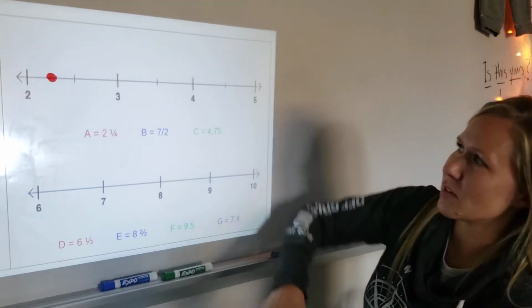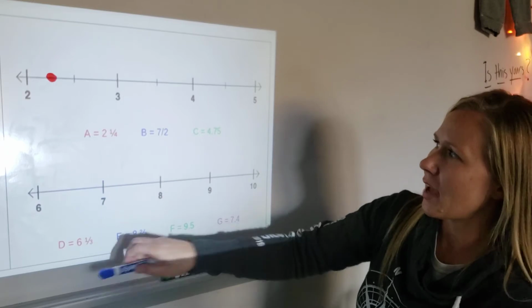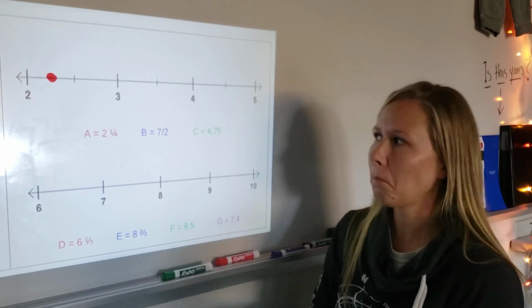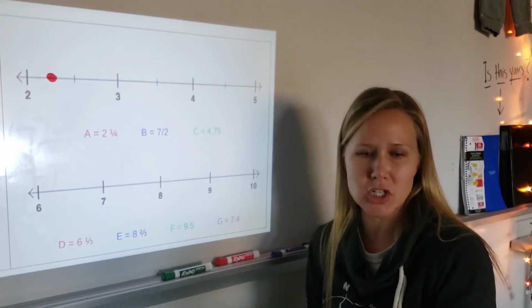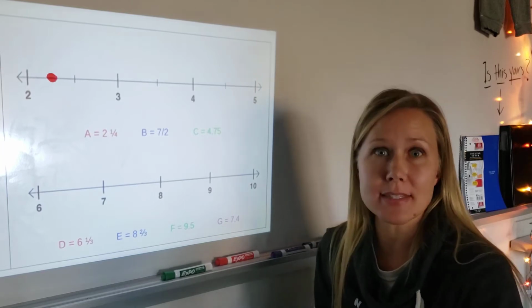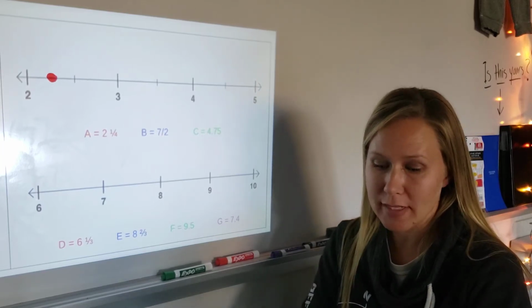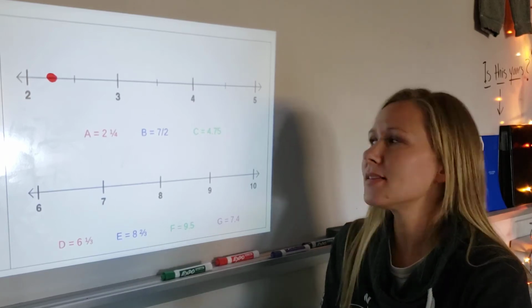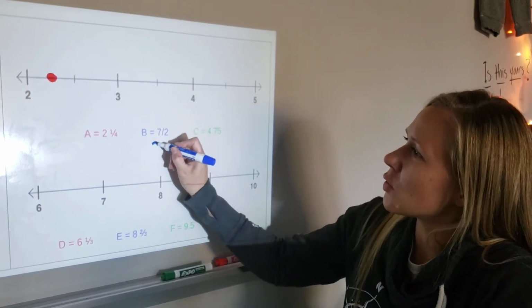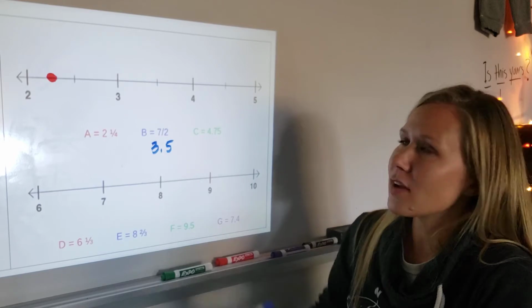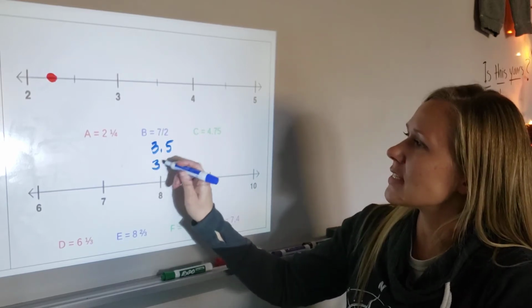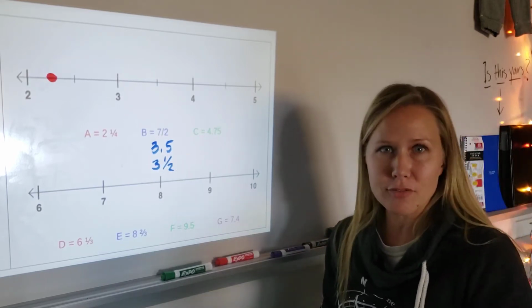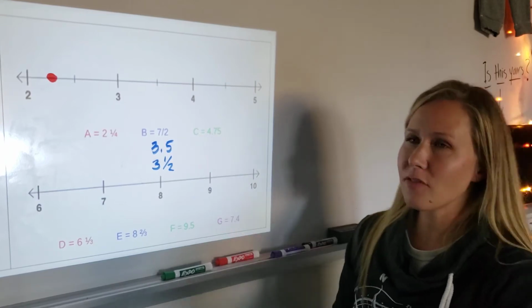Okay, let's try the next one. I'm going to get rid of those little markers. Here I have 7 halves. 7 halves, that's an improper fraction. Let's change it to a decimal and see what that tells us. So I'm going to type in 7 divided by 2, and so will you. Do you see what it says? It says 3.5. And you know that 3.5 is the same thing as 3 1/2. Okay, 0.5 and 1/2 are the same thing.